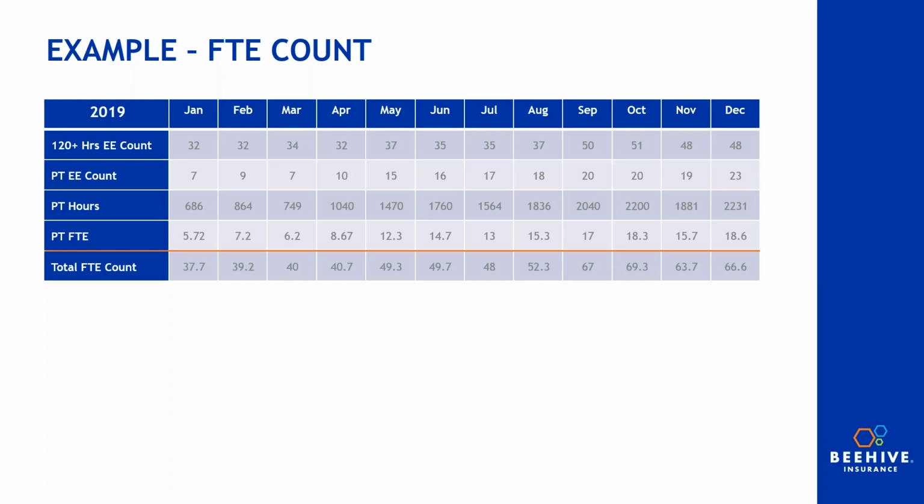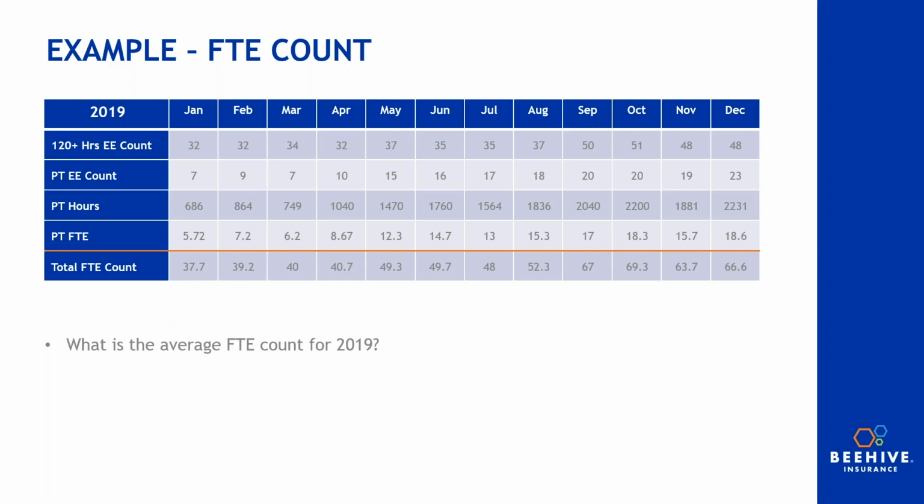Now let's look at our questions. First, we need to know if we are an ALE before we need to know if we need to comply or report. So our first question is, what is the average full-time equivalent count for 2019?